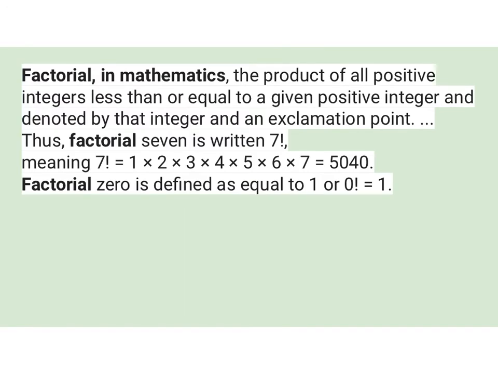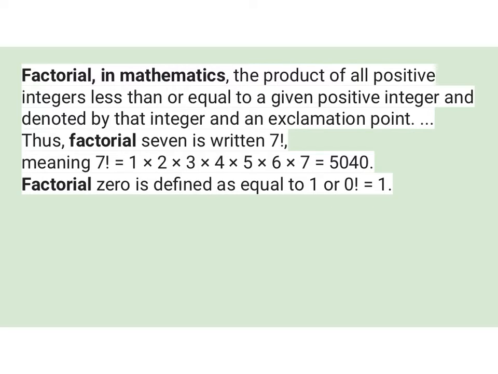In math, factorials are the product of all positive integers less than or equal to a given positive integer, denoted by that integer and an exclamation point. So, for example, factorial of 7 is written 7!, which means that it equals 1 times 2 times 3 times 4 times 5 times 6 times 7, which also equals 5,040.